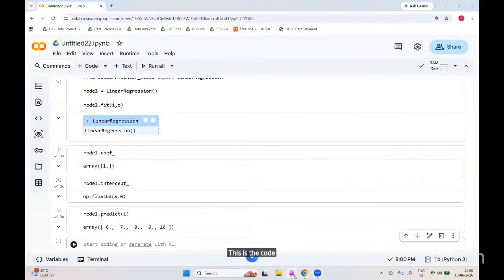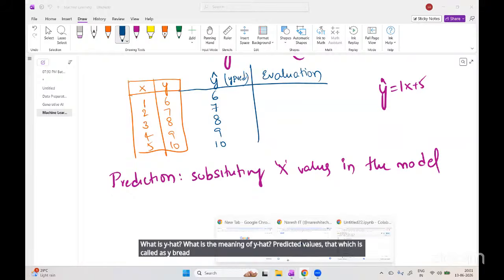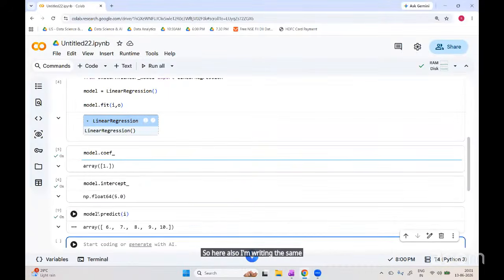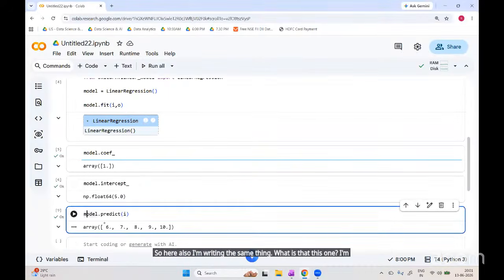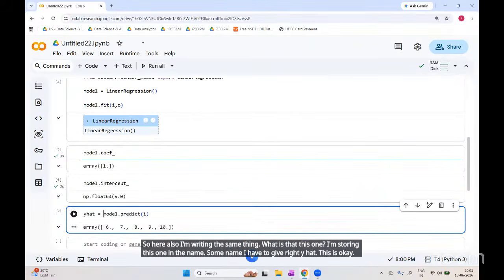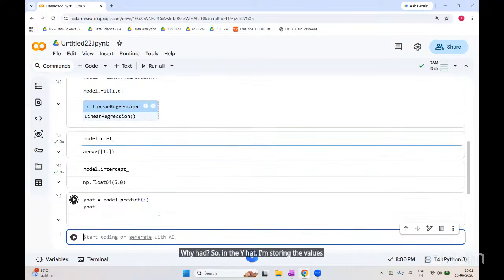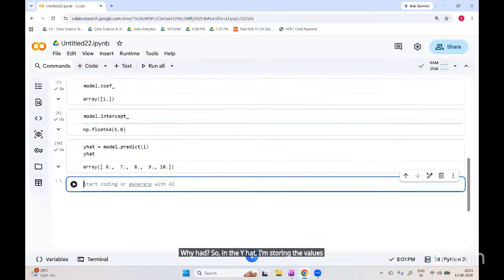Now, what column name are you going to give for this? Some column name you have to write, right? Let us add the column name as Y hat. What is the meaning of Y hat? Predicted values, which is also called Y pred. So here also I'm writing the same thing. I'm storing this under some name, Y hat. So in the Y hat, I'm storing the values 6, 7, 8, 9, 10.